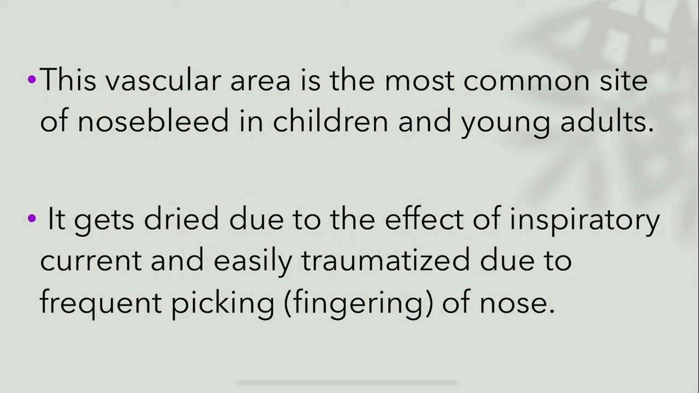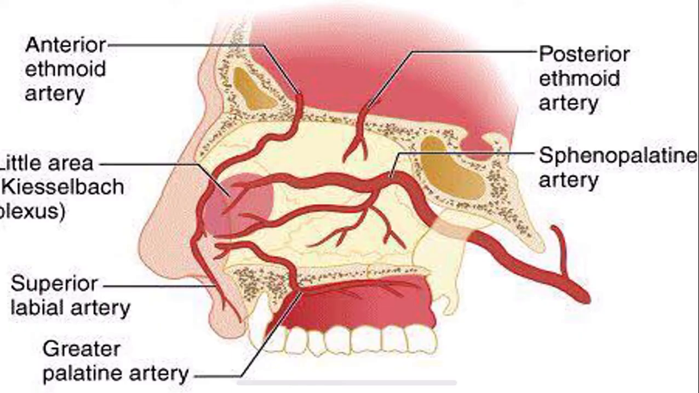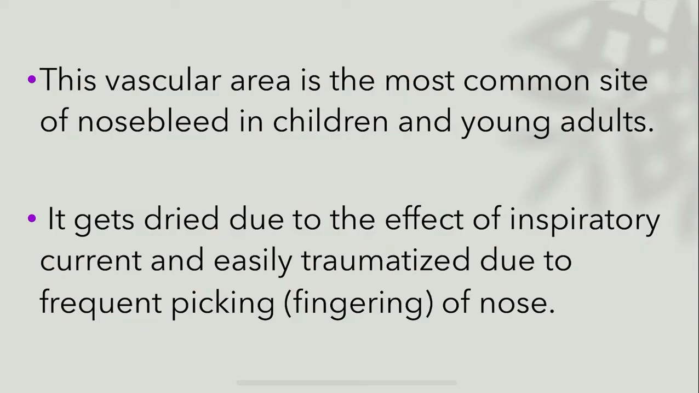The vascular area is the commonest site of nosebleed in children as well as young adults. So Little's area, which is constituted by the anterior and posterior ethmoidal artery, sphenopalatine artery, palatine artery, and labial artery, together form Kiesselbach's plexus. And this is the commonest site of bleeding in children as well as young adults. Usually it gets dried due to the effect of the inspiratory current, and it is easily traumatized because of the frequent picking or fingering of the nose.